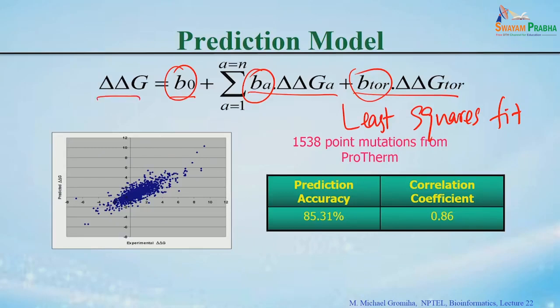Now, here I show the results. For example, if you take the 1538 mutations from the ProTherm database, because here you get a reliable database, you can see the relationship between experimental delta G and the predicted delta G. You can see the accuracy is about 85%. Accuracy means distinguishing stabilizing and destabilizing mutants. And the correlation, the exact relationship between experimental and predicted values, is 0.86.